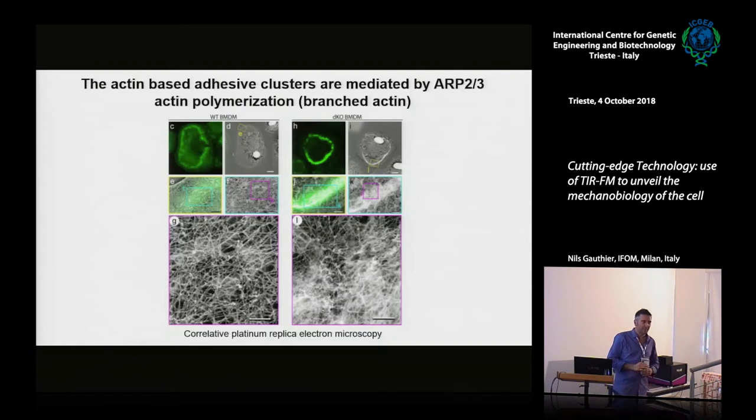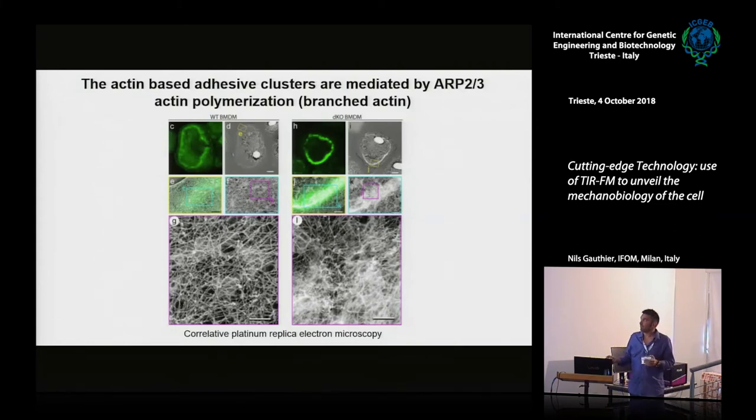Then we turn to another technique of microscopy. Because ARP2-3 is supposed to branch the actin, the typical actin filaments that are made by ARP2-3 have a peculiar look. They are not large bundles, they are branched filaments like that. Very hard to see. You don't see that in classic optical microscopy. Even in super resolution, it's very hard to see this. Then the best is correlative platinum replica electron microscopy.